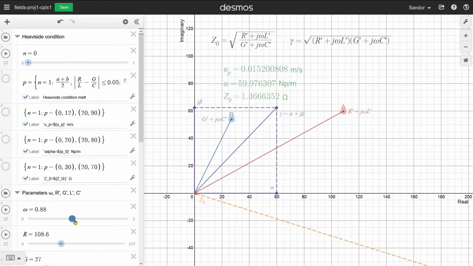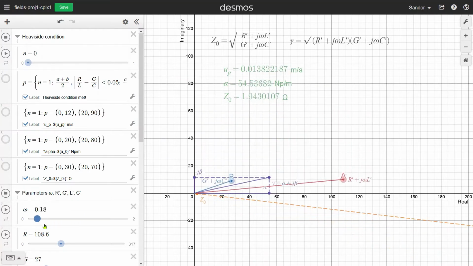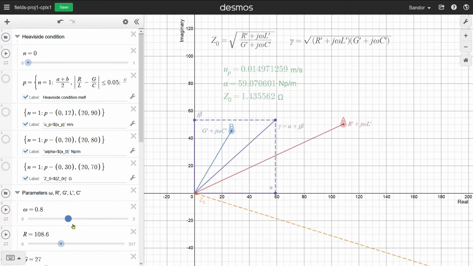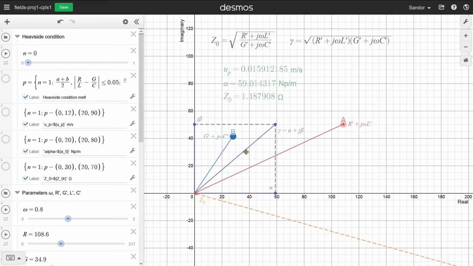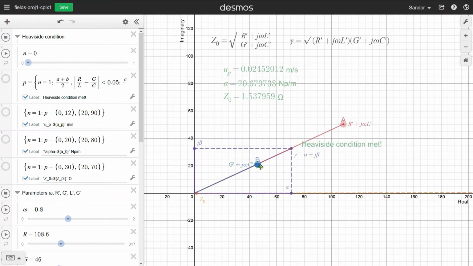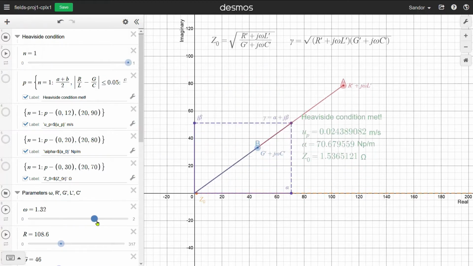Look what happens now when I change omega. All 3 factors in distortion also change. But when the Heaviside condition is achieved, they all stay the same. Also note that Z0 is now a purely real number.